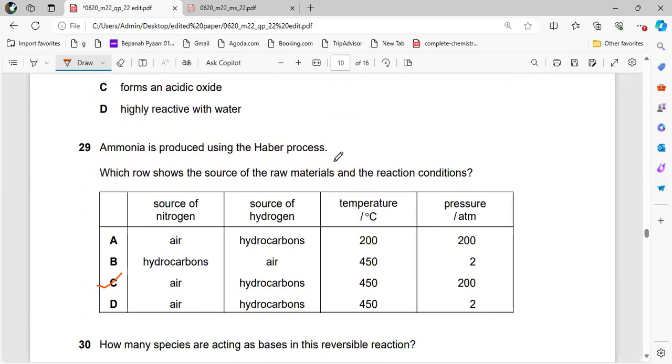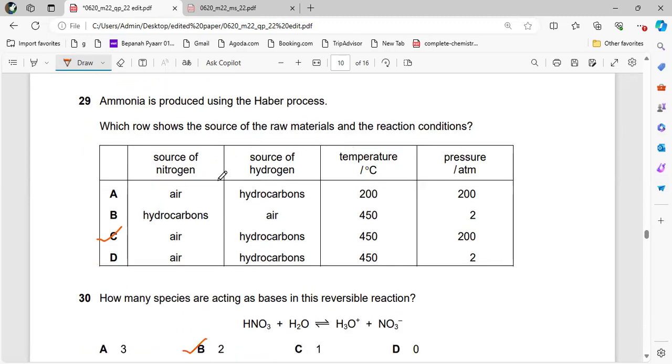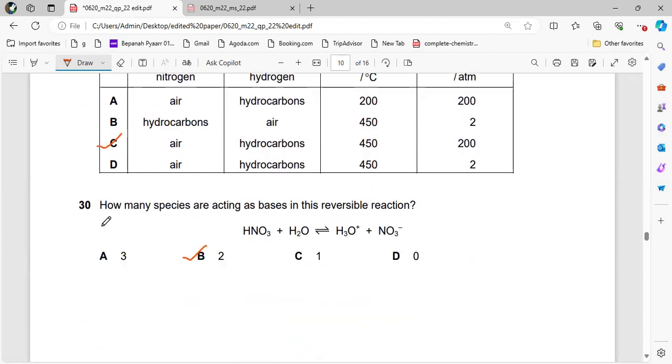Ammonia is produced using Haber's process. Which row shows the source of raw materials and reaction conditions? Source of nitrogen. So we get nitrogen from air. Source of hydrogen, we get it from hydrocarbons. Okay. Temperature used is 450 degrees Celsius here and pressure used is 200 atmospheric pressure. So option C is correct.